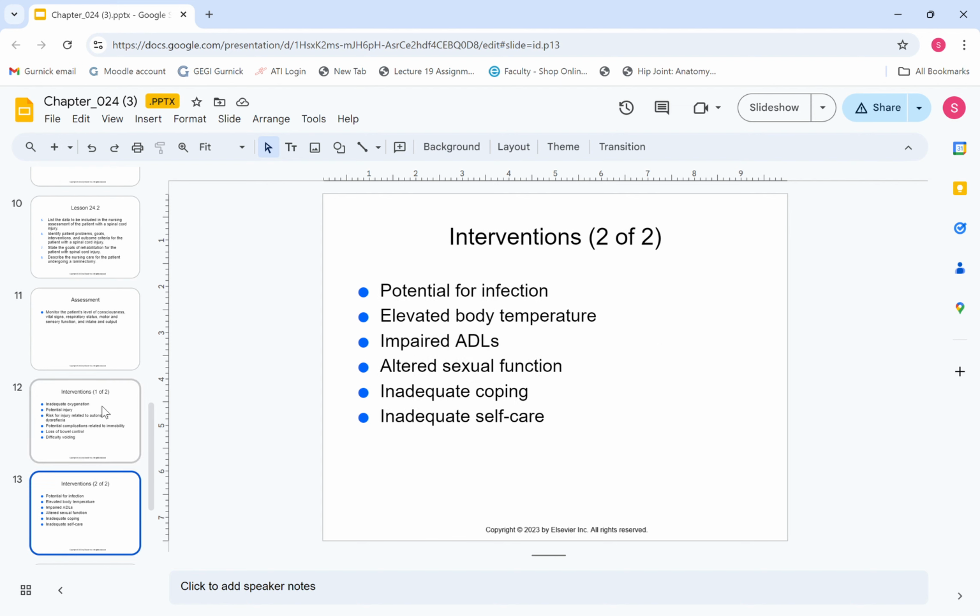All right, interventions. These are the beginnings of nursing diagnosis. Okay, potential for infection. Okay, you guys, especially of the lungs. Remember, a lot of patients after spinal cord injury, after they've had it for a while, they could die from pneumonia. All right, so that's an infection, right? All right, infection may be from the wounds that caused their spinal cord injury.